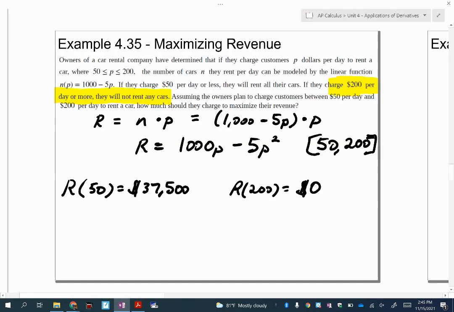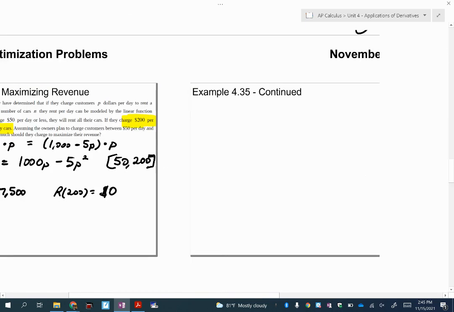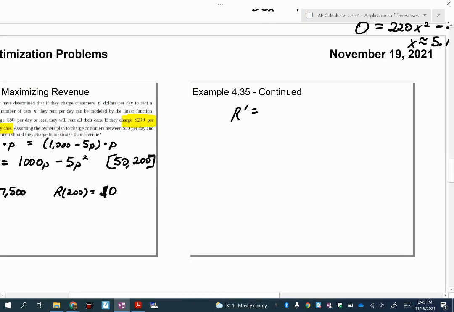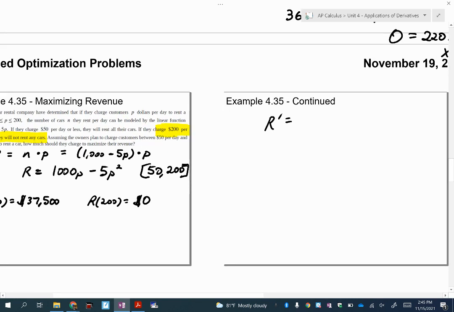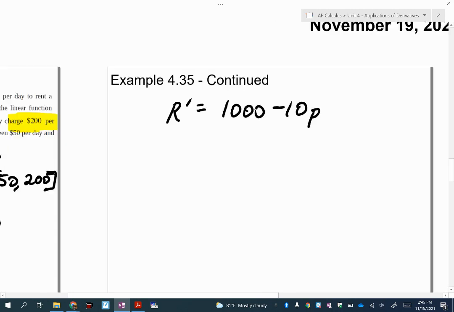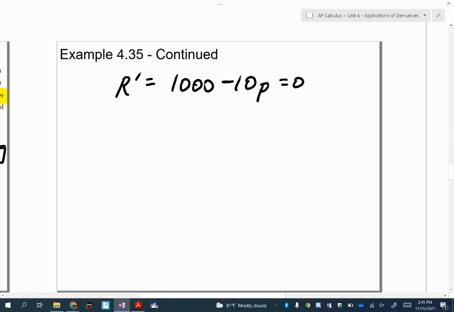Okay, so now let's use the next slide where I'm going to find the derivative of my revenue function. So the derivative of 1,000p is just 1,000 and then that's going to be minus 10 times p to the first power. So I want to figure out what makes this become 0. So 1,000 equals positive 10p. So the price we are looking at is 1,000 divided by 10, which is $100 per day.